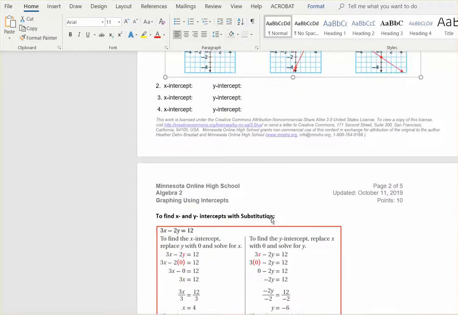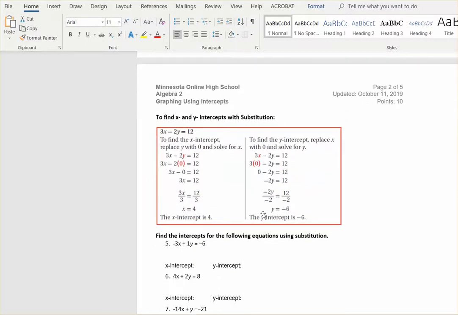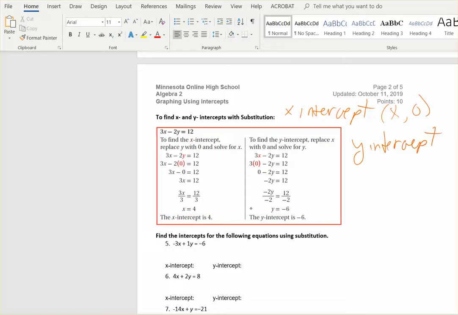All right, now we're going to look at equations of lines. These are lines that are written in standard form, and we're going to find the x and y intercepts using substitution. Remember that the x-intercept always has a y value of 0. So it'll be something, 0. The y-intercept has an x-coordinate of 0. So it'll always be 0 and then whatever the y value is.